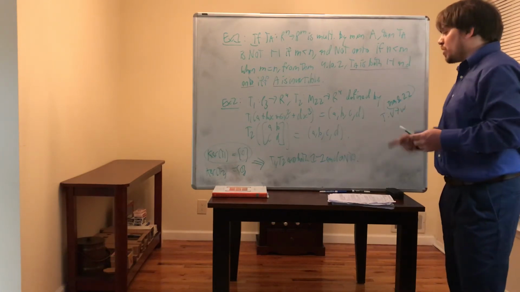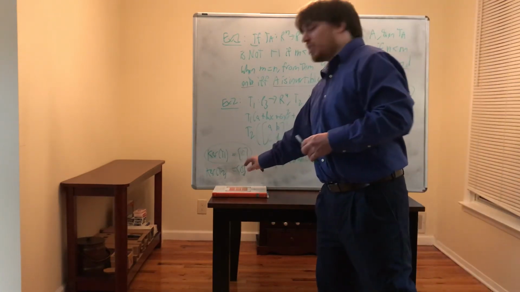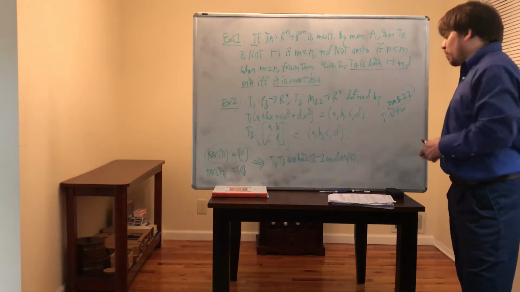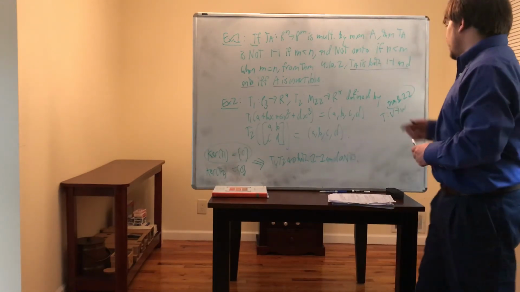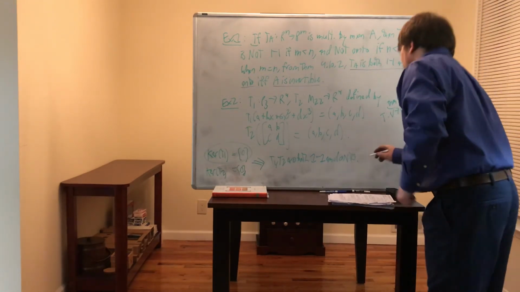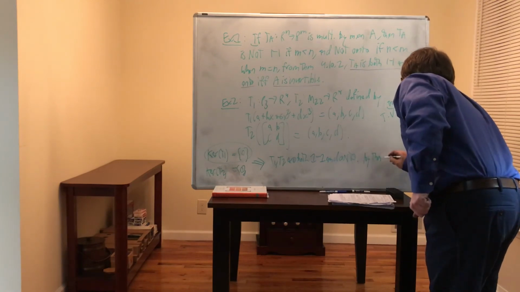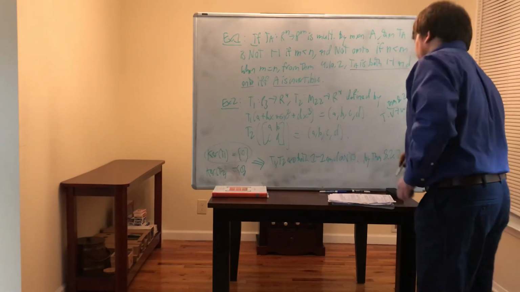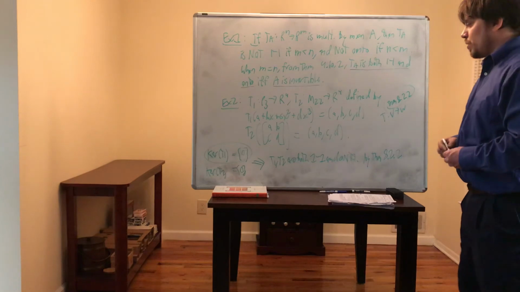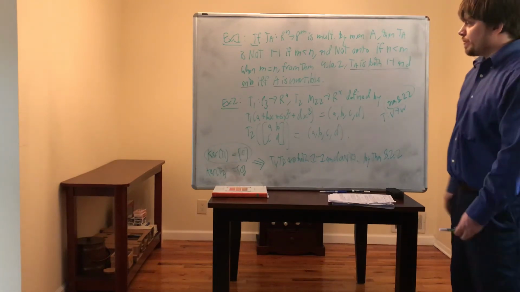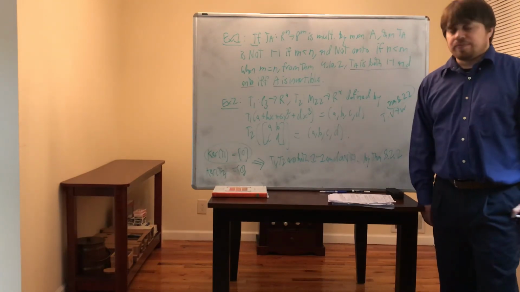And so when we show that both of them have the kernel of the 0 set, that means they both are also 1-to-1 and onto. And that is by theorem 8.2.2. And so we have now shown that T1 and T2 are both 1-to-1 and onto. And that's example 2.